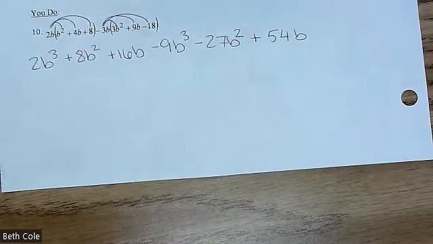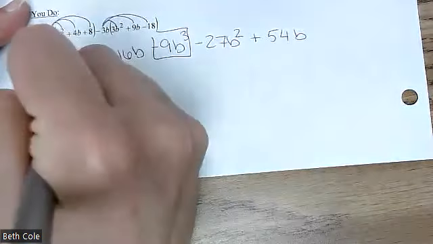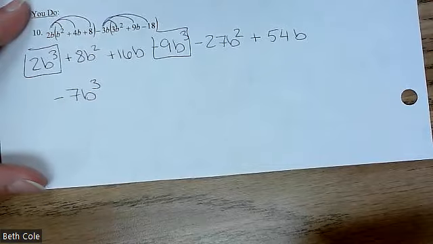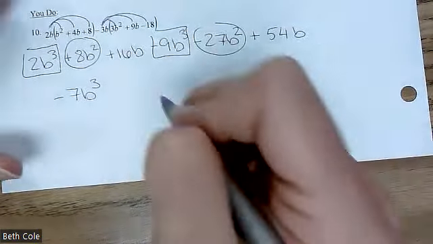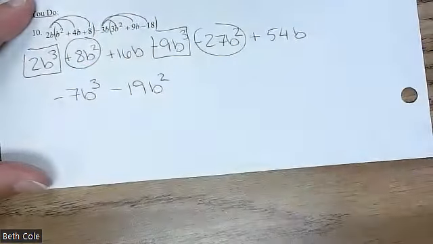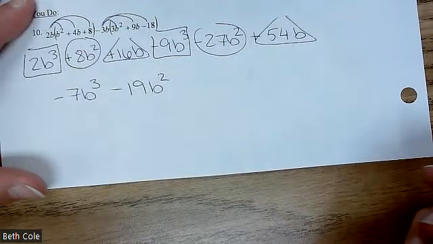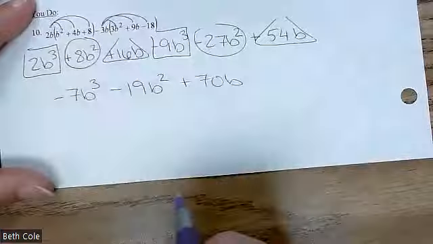Cool. All right, and then we're going to put it together. 2b to the third minus 9b to the third. That would be negative 7b to the third. All right, and then we've got 8b squared minus 27. Oh, that's why you asked me that. Minus 19b squared. And then 16b plus 54b, that's 70b. Just b.